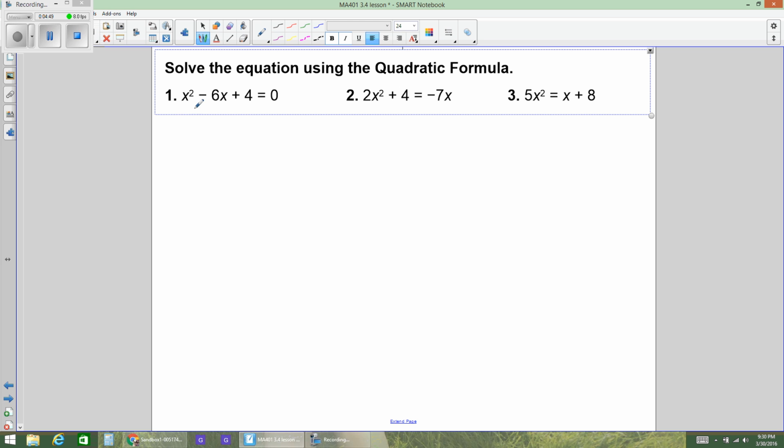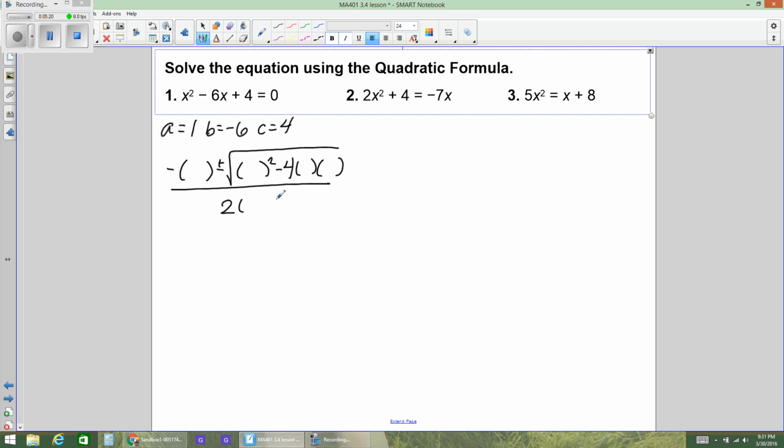So, first identify your a, your b, your c. x squared minus 6x plus 4. You've got a 1, b is negative 6, and c is positive 4. It's x equals the opposite of b plus or minus the square root of b squared minus 4ac all over 2a.